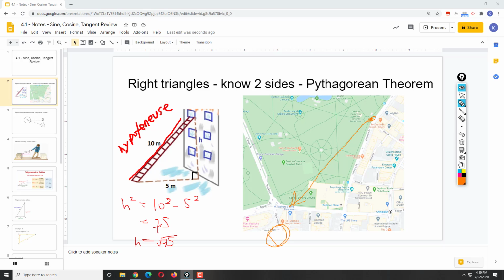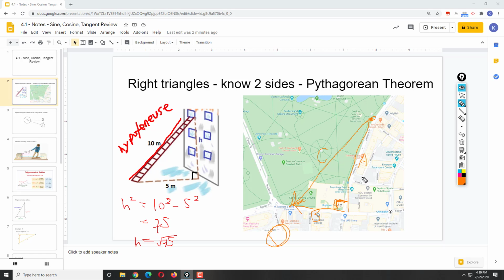Now, I might know how long the streets are. I can go down Tremont Street, turn right, or I can cut the diagonal right across Boston Common. If I know the length of Tremont Street, and I know the length of, I forgot what street this is, but if I know the length of these two streets, this is roughly a right angle. I can find the length of the diagonal.